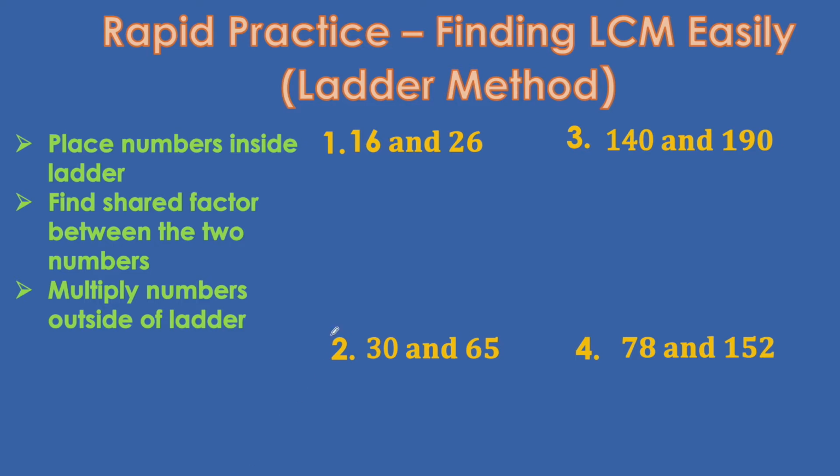All right, let's get into these 4 problems. We have our 3 steps on the side here in case you need a reminder. We're going to write the numbers 16 and 26. Then draw an L-shaped sign. Find the common factor between 16 and 26, which can be the factor 2. 2 goes into 16 8 times. 2 goes into 26 13 times. Now all you have to do is multiply the numbers outside of this ladder, this L. So we're going to multiply 2 times 8 times 13.